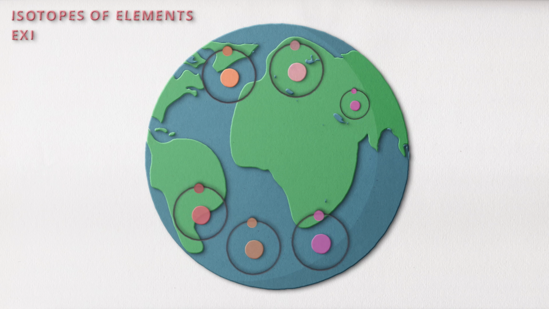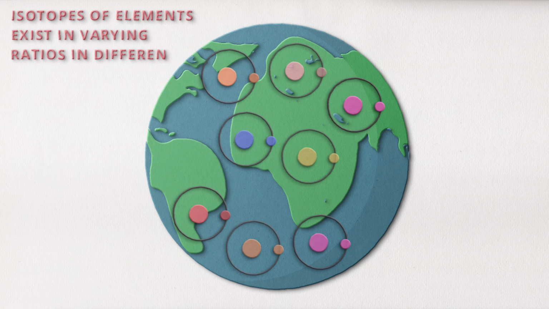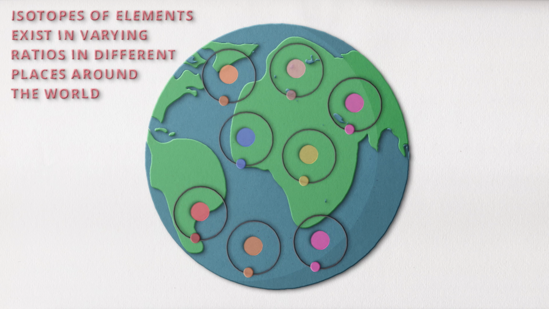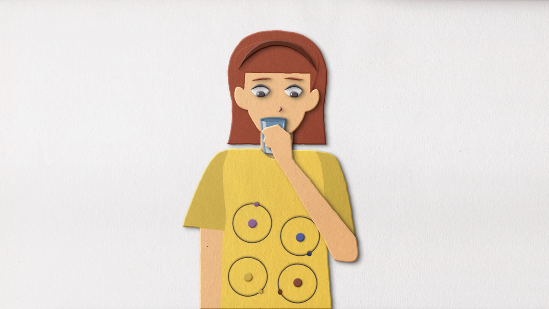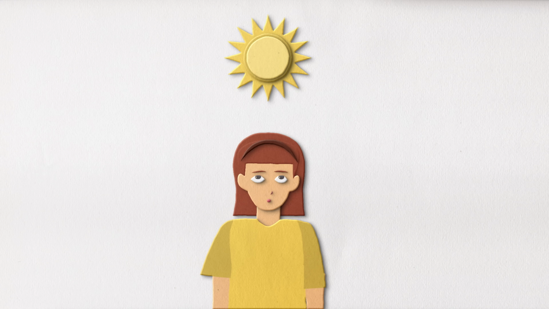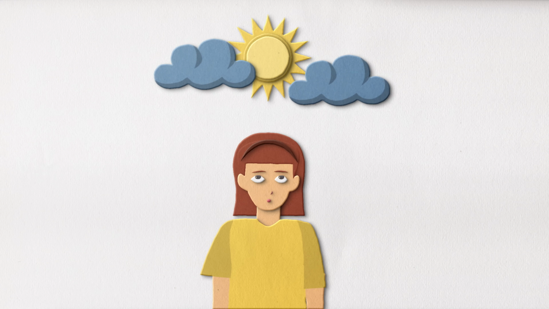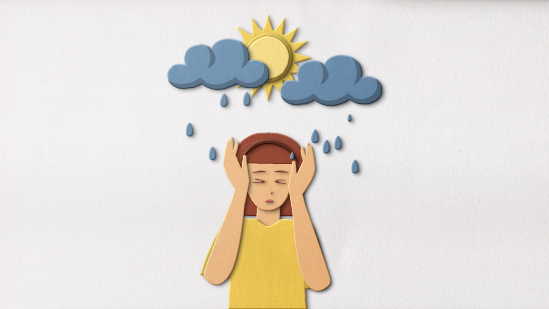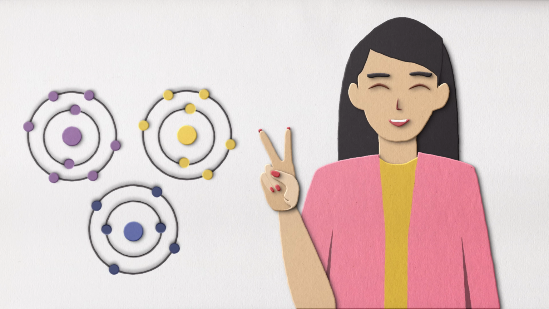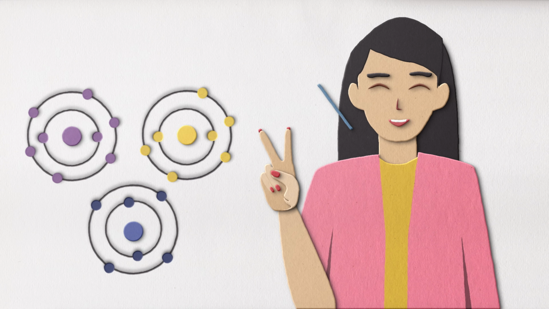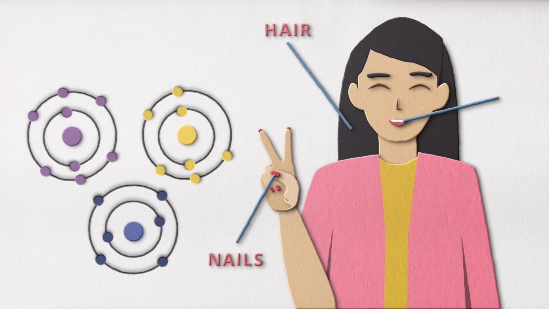Isotopes of elements exist in varying ratios in different places around the world. Now, what if I told you that the food you eat and the water you drink have a direct impact on the isotope ratios in your body? Oh yeah. The environmental factors that a person is exposed to on a daily basis produce a chronological record of the metabolic and dietary activities in the isotope. Isotopes can be found in the DNA present in hair, fingernails, or teeth.